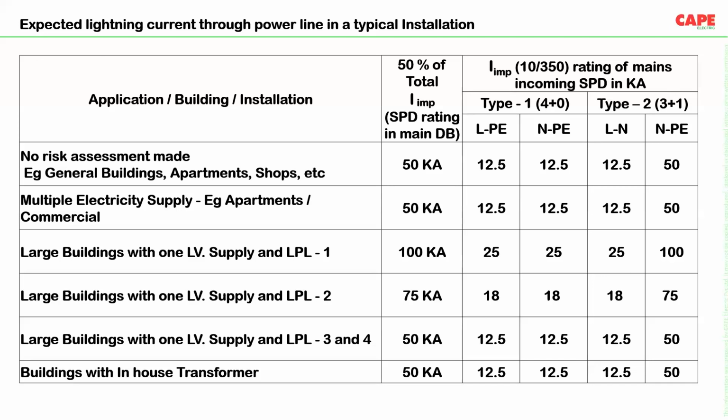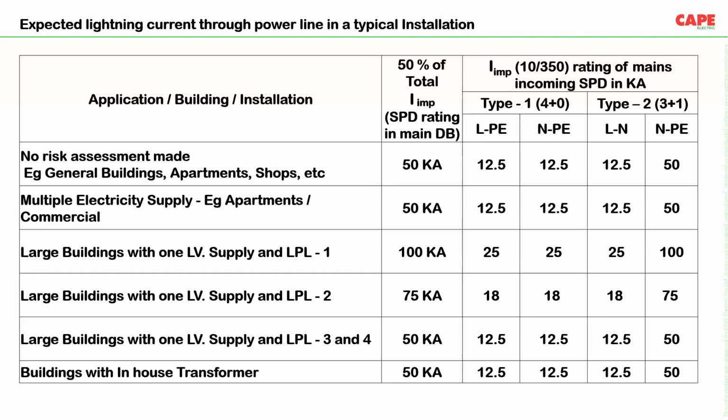The remaining 50% of the impulse current will come back to our building through earthing or through other means. So in case of level 1, the maximum expected surge current will be around 100 kiloamperes. In case of 3+1 connections, we have to ensure that the neutral to earth plug carries this whole 100 kiloamperes, so it should be rated at 100 kiloamperes, whereas the line to neutral plug in a 3+1 connection can be 25 kiloamperes.